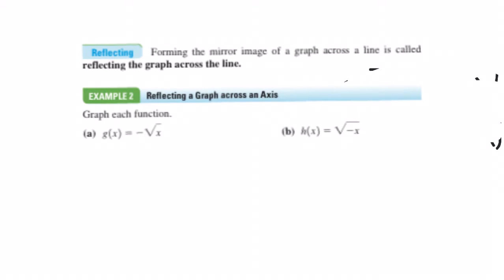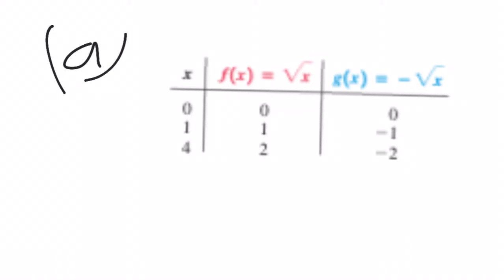Part A deals with whenever you put the negative on the outside. Like it tells you to graph negative square root of x. You can do what we did in the previous examples and create a table of values. So for part A, if you do a table of values for both the parent function f of x, and then the reflection g of x, we can see what happens. Alright, here's a table of values.